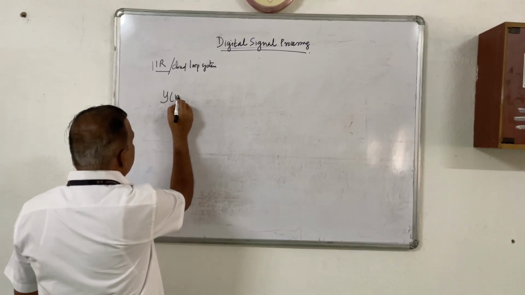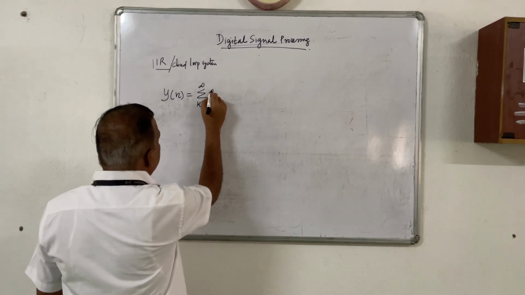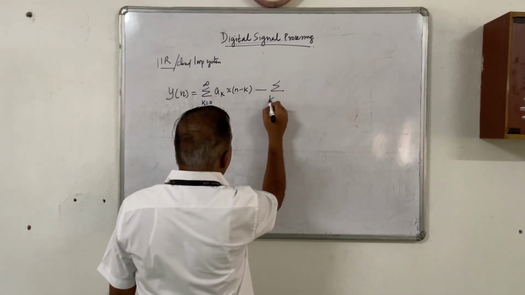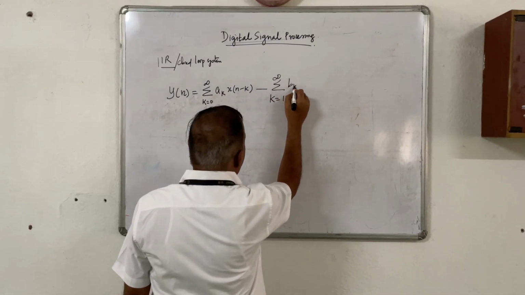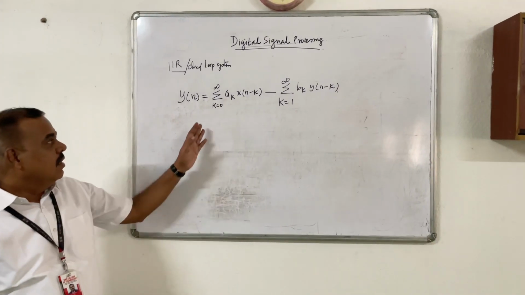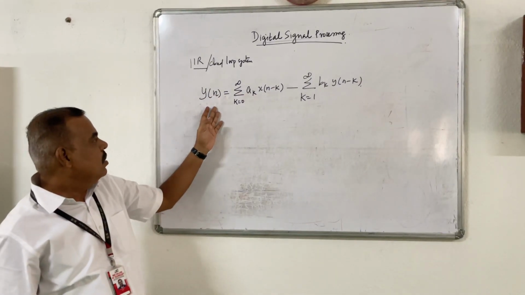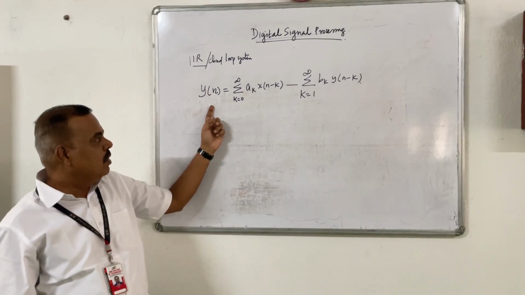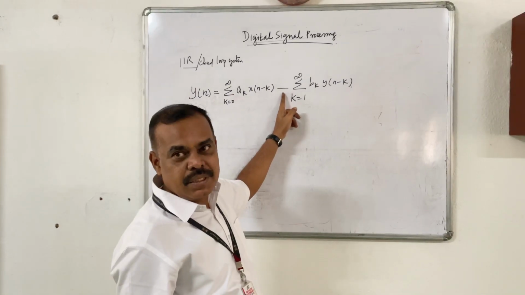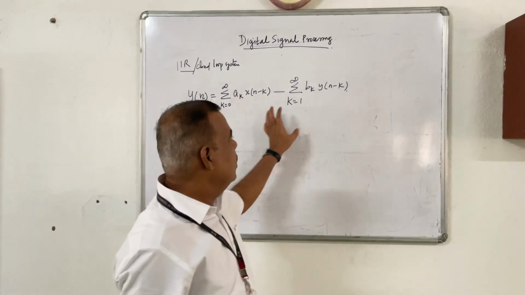This system is defined as y of n is equal to summation k is equal to 0 to infinity a_k x of n minus k, minus summation k is equal to 1 to infinity b_k y of n minus k. This is called the closed loop system definition in digital signal processing. That is also called IIR. Here the present output depends on the past and present input and past output. That is why it is represented by a negative sign.